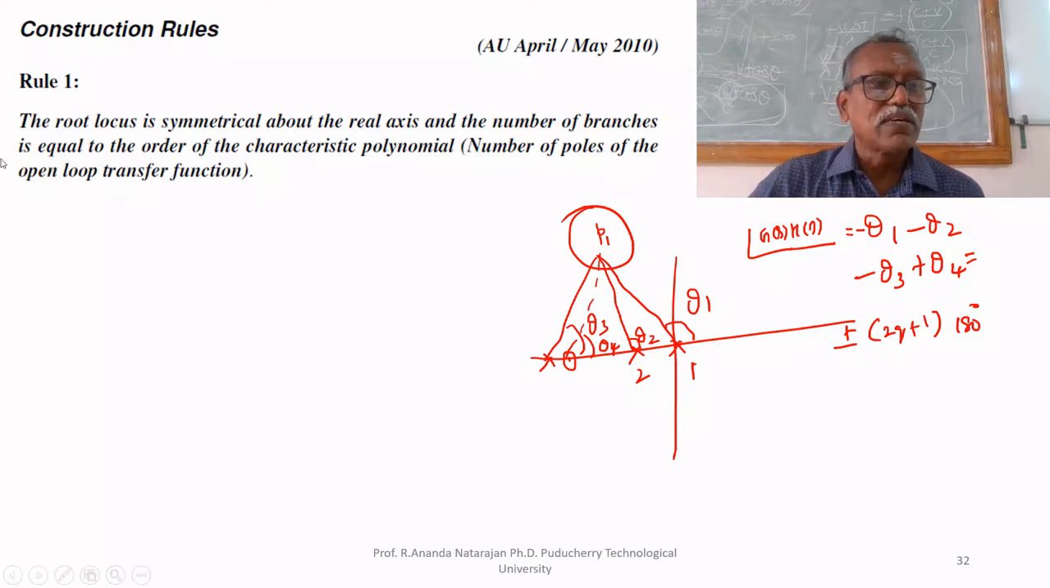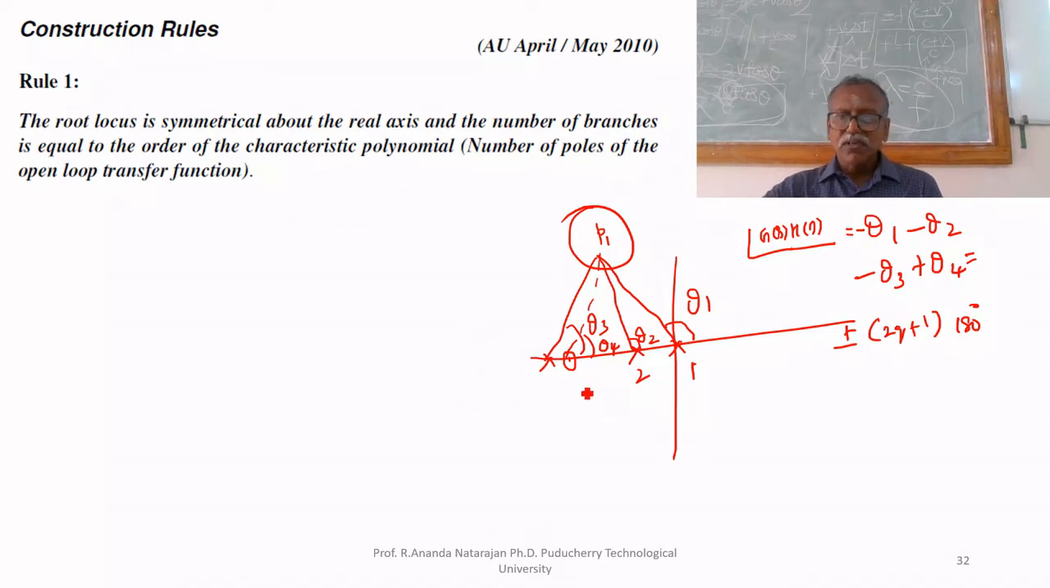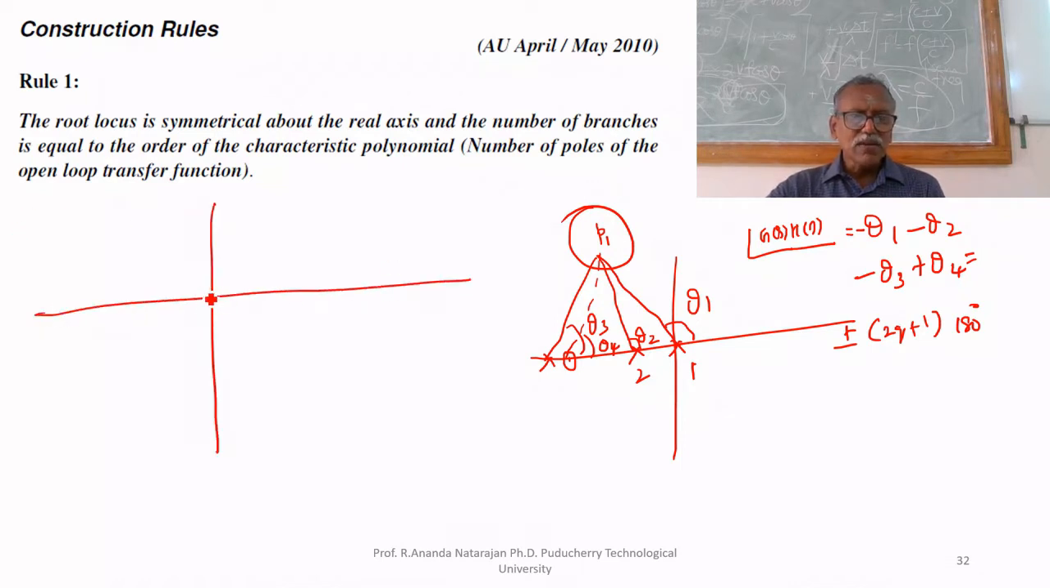The first rule is that the root locus is symmetrical about the real axis, because the roots are on the real axis. Suppose I have 3 poles on the real axis, 1 pole on the real axis and 2 poles complex, then it will be like this. Another zero is there, that is also on the real axis. 2 more zeros are there, that are complex, that's why it will be like this.